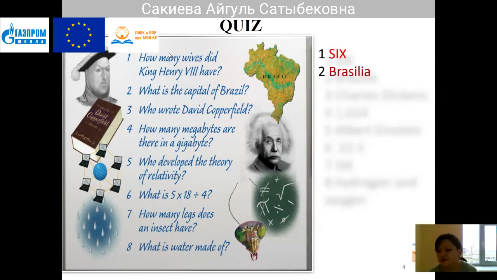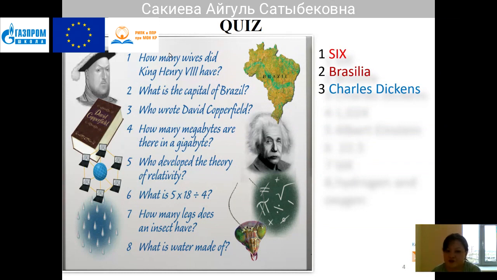Guys, we switch to the next question. Nursultan doesn't know the answer. Is there anyone who knows the answer? Who wrote David Copperfield? No answer. Okay, let's check together. Charles Dickens. Okay, now you will know the answer.